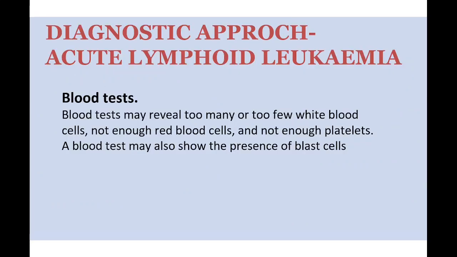Let us come to the important part of our discussion. Diagnostic approach. What are the diagnoses related to ALL? As usual, at first we have to go for a blood test. A blood test may reveal too many or too few white blood cells, not enough red blood cells and not enough platelets. That means if we are checking the blood film, we can see thrombocytopenia, leukocytosis or sometimes leukopenia, RBCs will be less, anemia will be there.